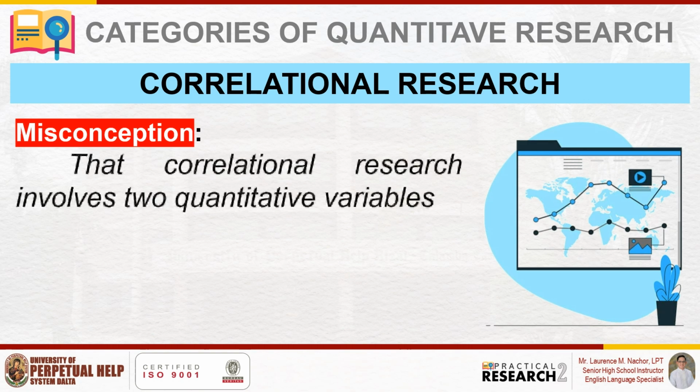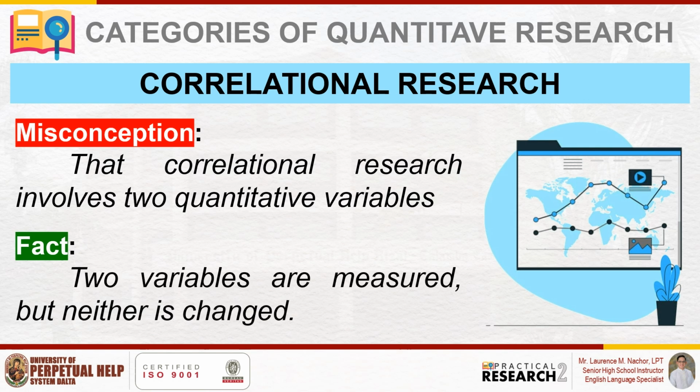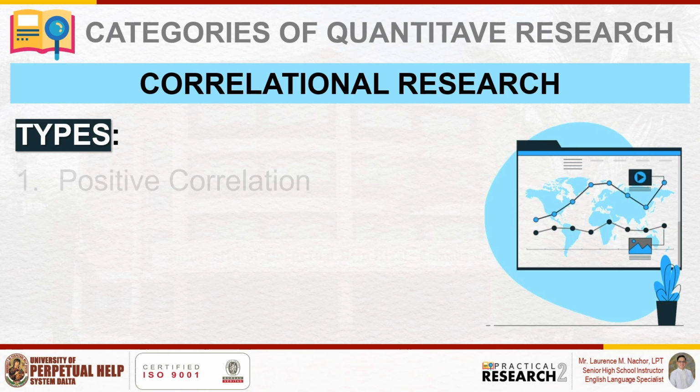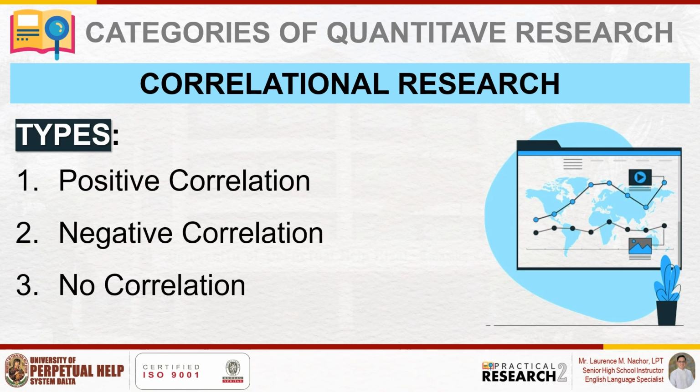Now here's the misconception under correlational research, that correlational research involves two quantitative variables, but in fact, correlational research doesn't require two quantitative variables to be manipulated. It measures both as they are. Now, we have here the three types of correlation: the positive, the negative, and no correlation. Now, let me explain each type.